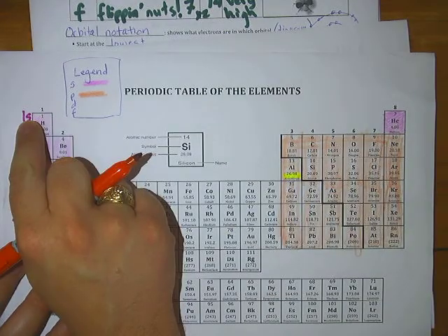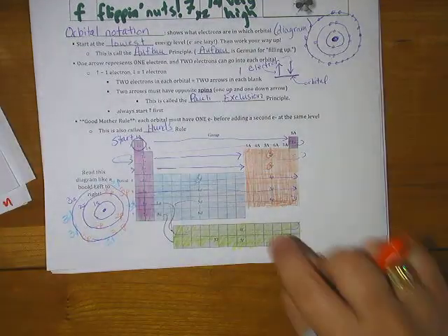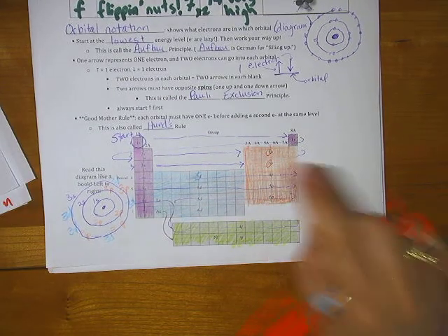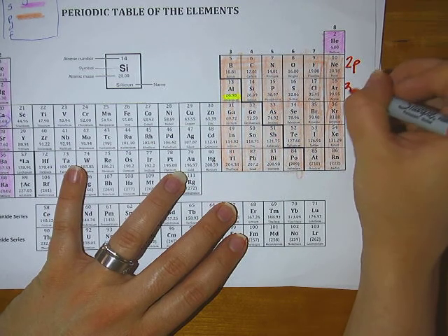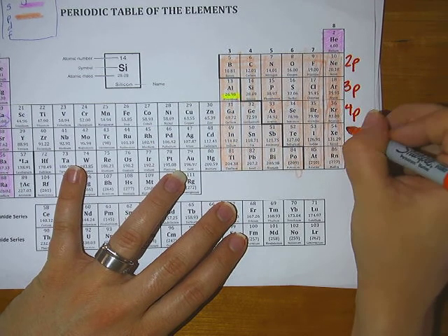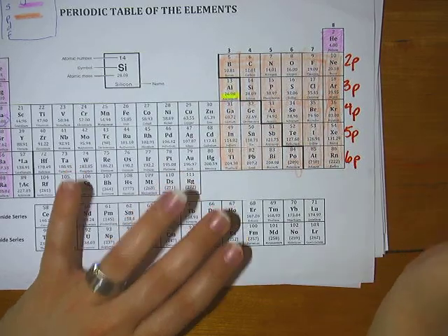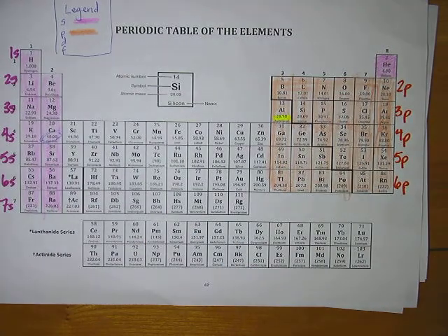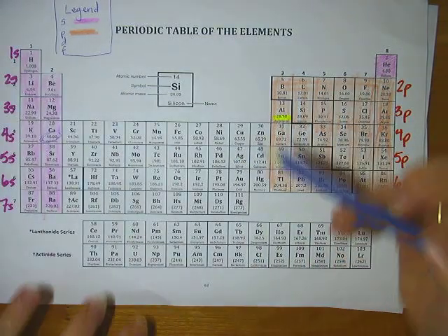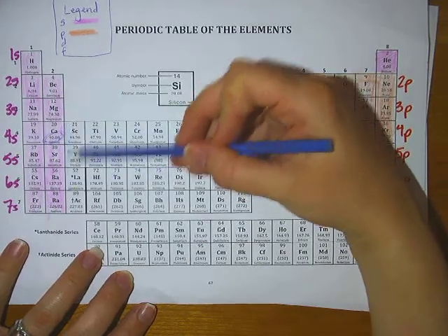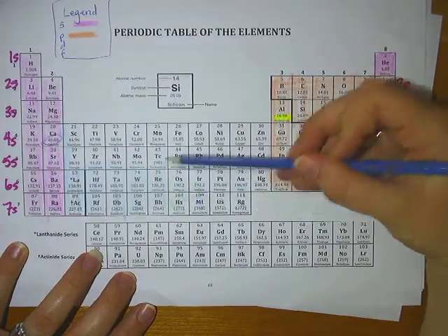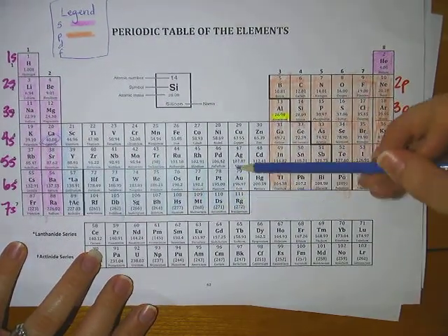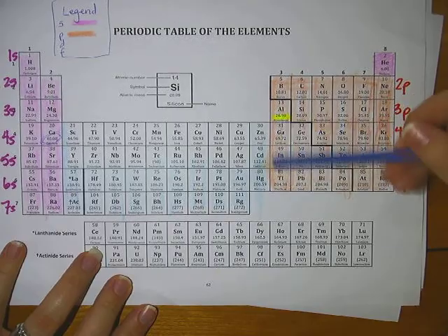Notice the S's started at 1, but looking back on our chart on page 31, the P's start at 2. So this is 2P, 3P, 4P, 5P, 6P. My D's, I used blue, so I'm going to color those.